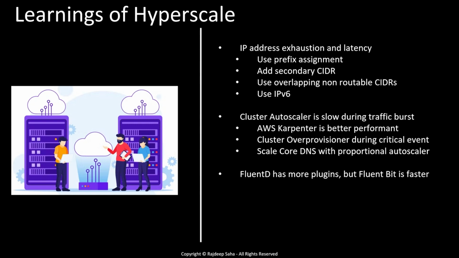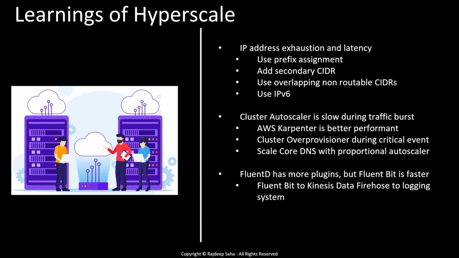Next is related to logging. There are two popular logging agents. One is FluentD, another one is FluentBit. FluentD has more plugins, as in it integrates with more services and logging platforms, but it is very clunky. It takes more memory and it is slow. FluentBit is written in Ruby and it is much faster than FluentD. So the suggestion would be to switch to FluentBit.